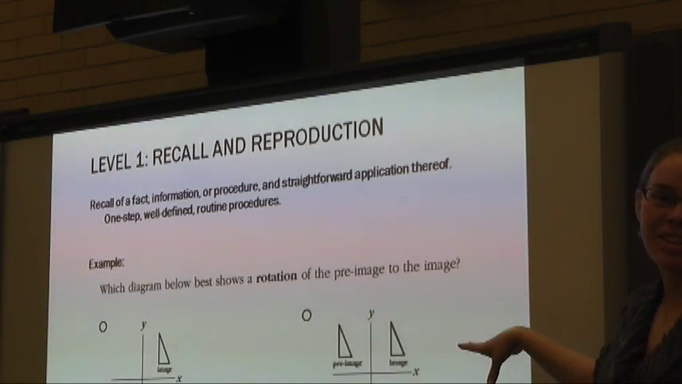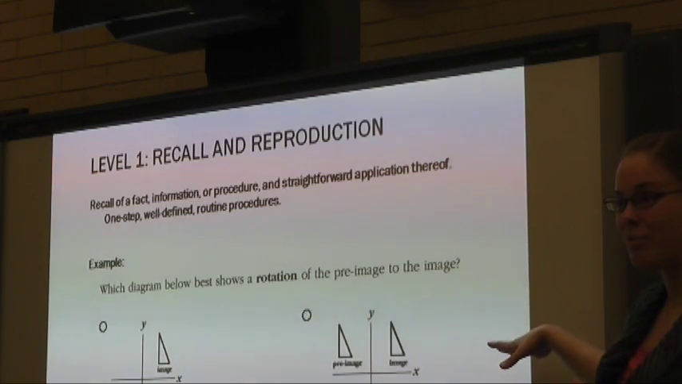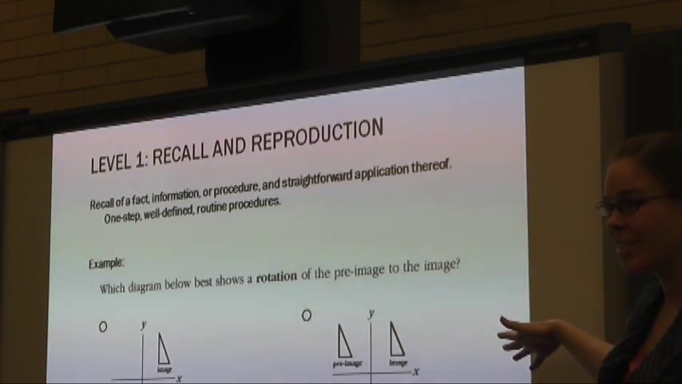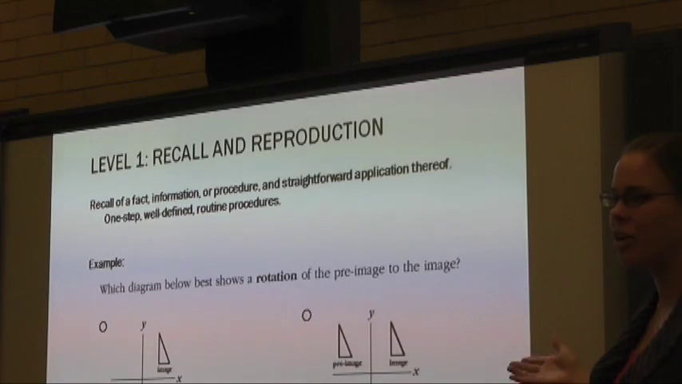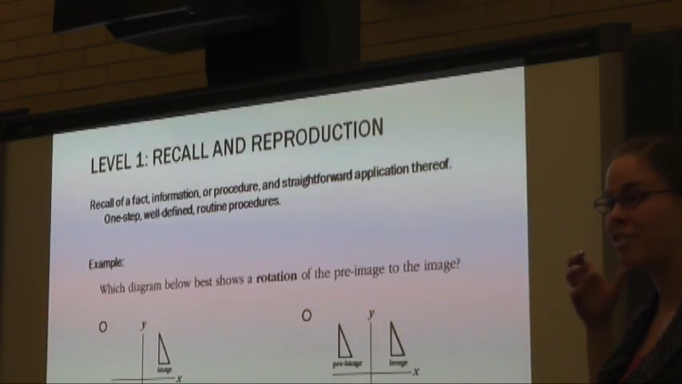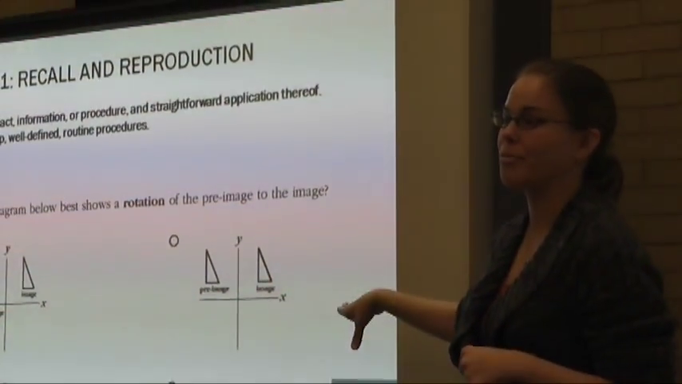In terms of difficulty, you wouldn't ask a first grader to do this problem because they don't know what rotation is. They don't know what pre-image means. So it's a harder problem, but it's not a complex problem because all it requires them to do is remember the definition and then apply it in a straightforward way to the problem.